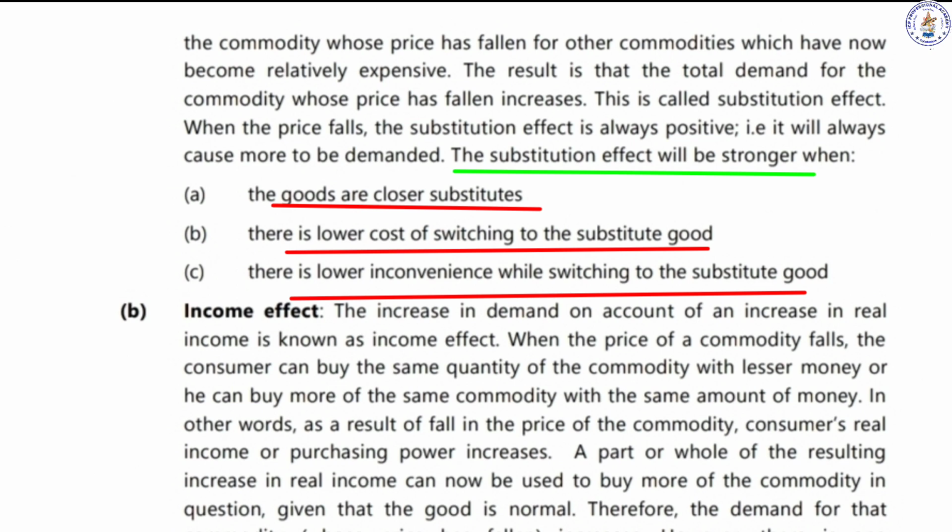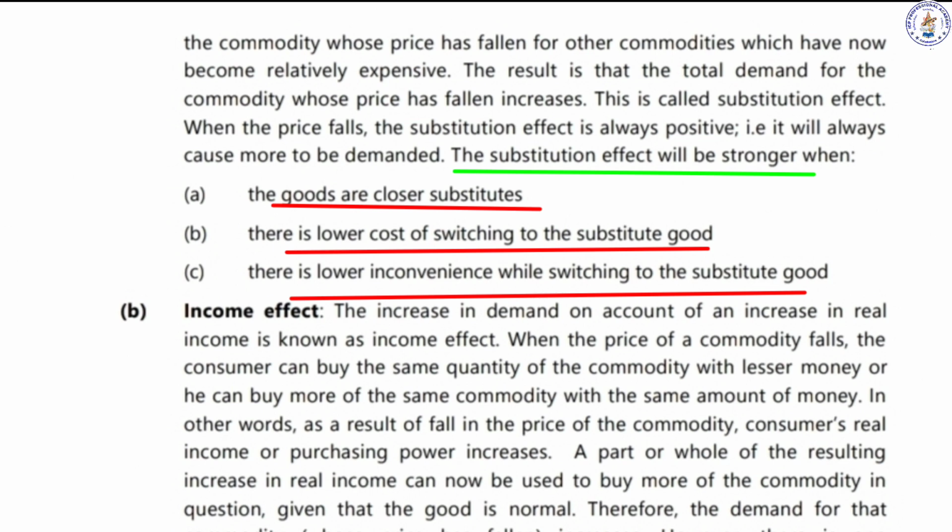Second, the cost of switching must be low. Moving to the substitute should not need much extra spending; it will be lesser than the cost to be paid for the original product. In that case, the substitution effect will again be felt very well. Third, there is very little inconvenience in switching to the substitute product. There should be no big formalities or switch-over process.